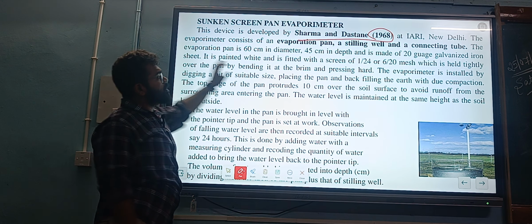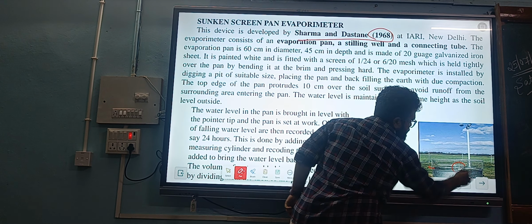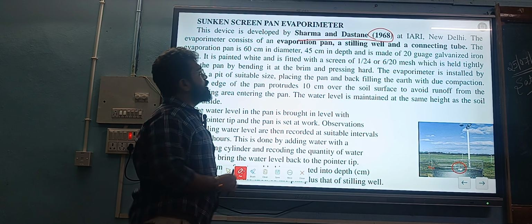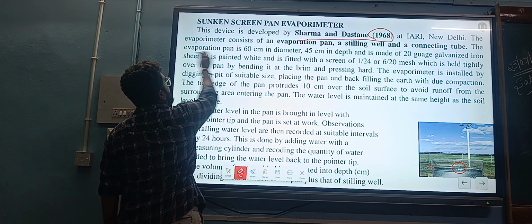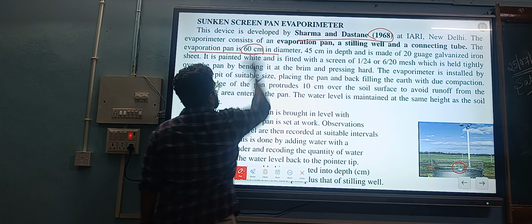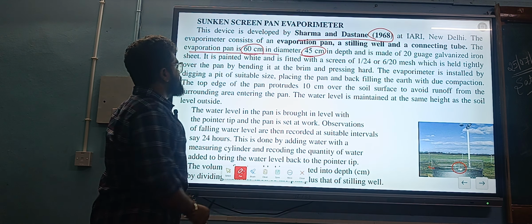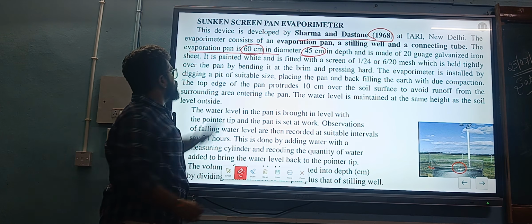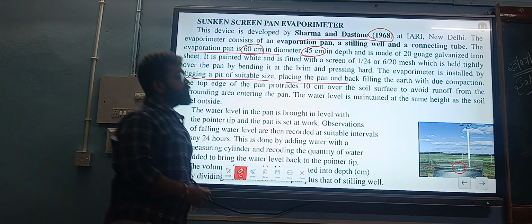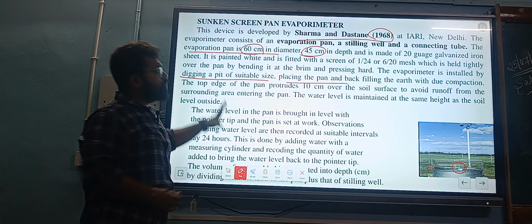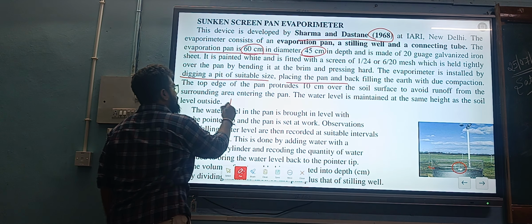The evaporator consists of an evaporation pan, a stilling well, and connecting tubes. What is the open pan diameter? It is 60 centimeter, at a depth of 45 centimeter, made with 20 gauge galvanized iron. The evaporator is installed by digging a pit of suitable size, placing the pan, and backfilling the earth with due compaction. So this is how we use another instrument to calculate the pan evaporation for irrigation scheduling.